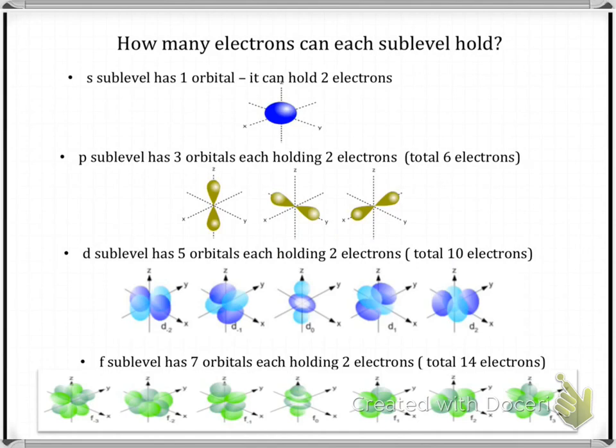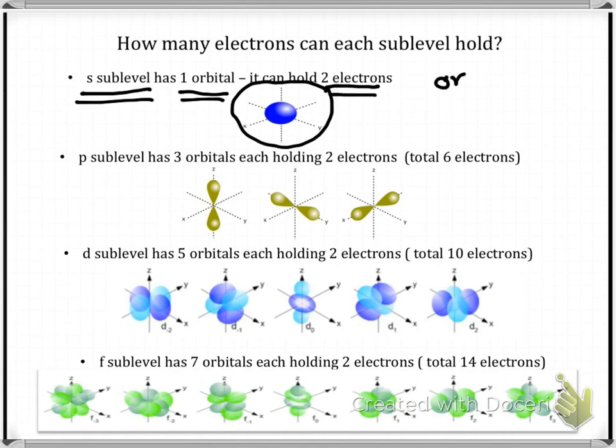The S sublevel, the circle, has only one orientation in space, meaning one shape. This is the S sublevel. See this one? Okay, there's only one shape. We call this an orbital. It's only one orbital, one region. This orbital can hold 2 electrons.